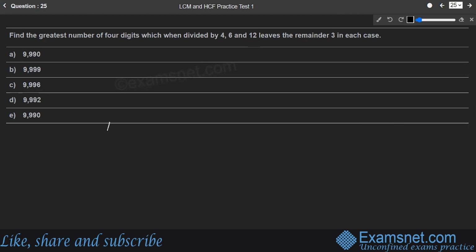This is a special case, we need to find out the LCM of all the divisors, that is 4, 6 and 12. And after doing that, we need to add 3 to this. These type of questions have come earlier also, where a remainder of 3 is left out. So whatever is the remainder to be left out, that should be added to the LCM of all the divisors. And this is to be checked for 4 digit. So we'll keep an eye over that.